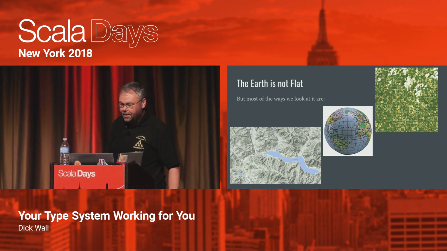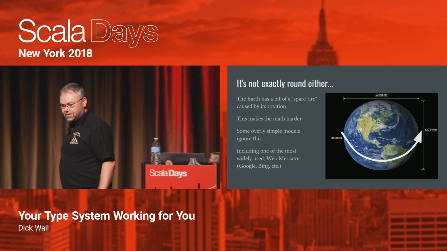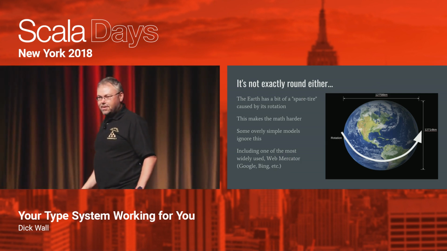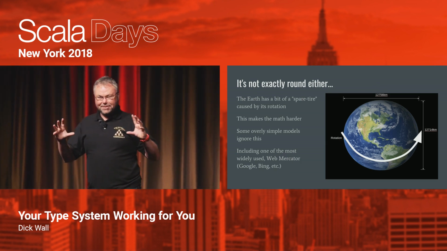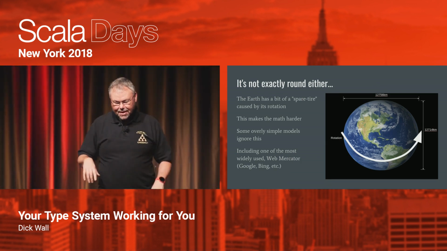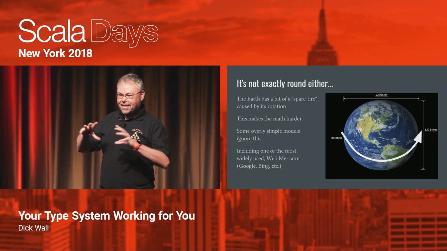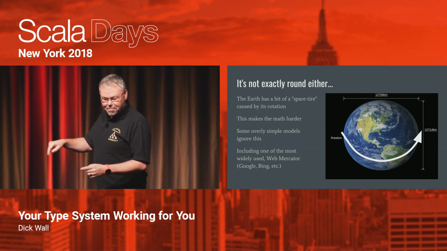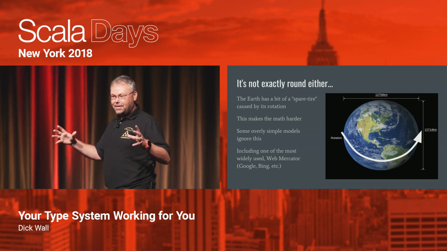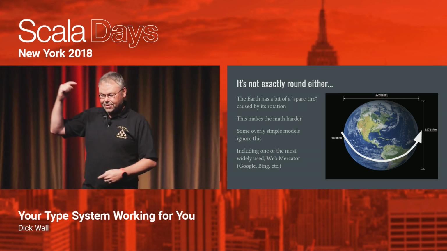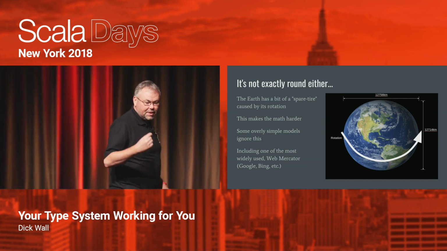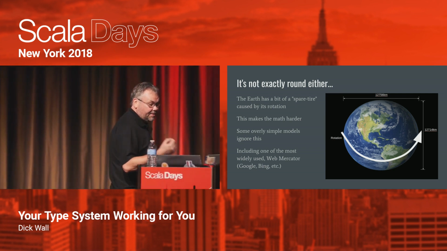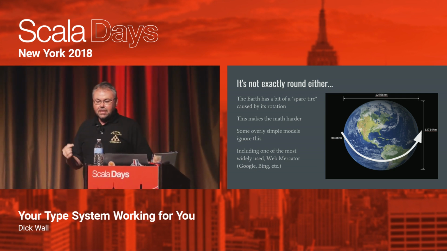Okay, so it gets a bit more complex because the Earth is not an exact sphere either. I don't know how many of you know this, but this really matters when you're making maps of it. Because of the spin, it actually has a bit of a spare tire. We can all relate to that, I think. But it's caused by the rotation of the Earth, so it's slightly wider at the equator than if you go around the poles. And this makes the math harder to make the maps.